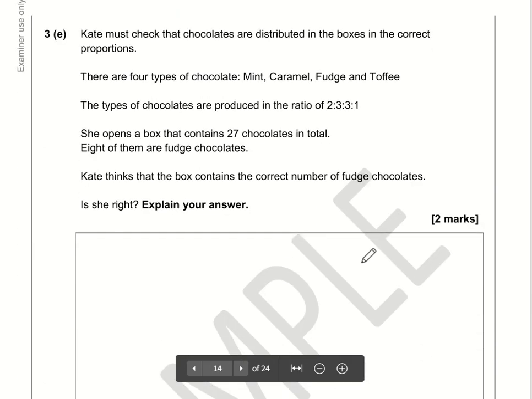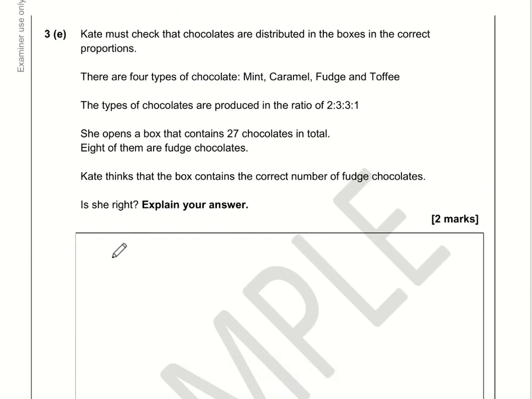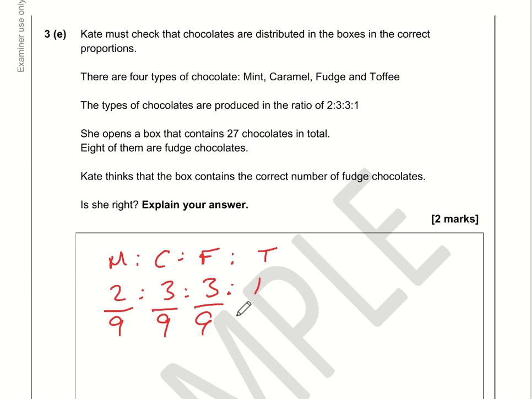Okay, let's have a look at E. So we know the ratio mint to caramel to fudge to toffee is 2 to 3 to 3 to 1. So what we can do with this ratio is turn them into fractions. We've got 2/9 of mint, 3/9 caramel, 3/9 fudge, and 1/9 toffee.